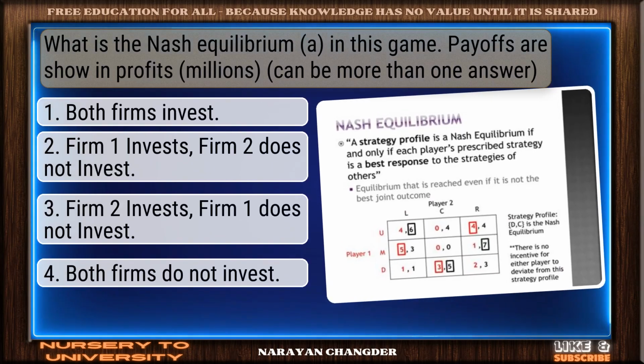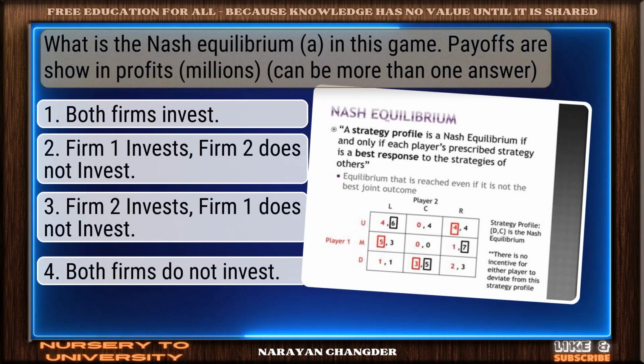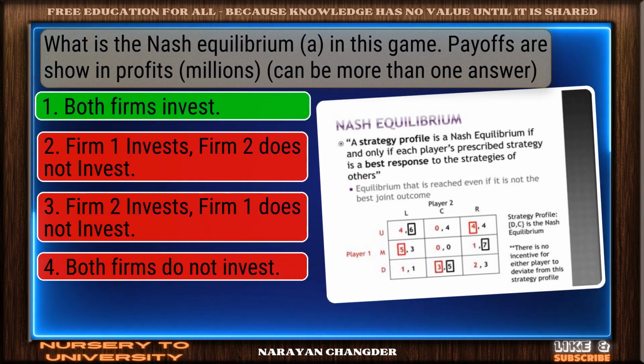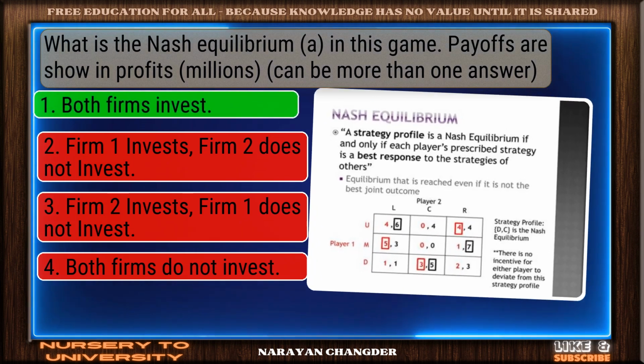What is the Nash equilibrium in this game? Payoffs are shown profits. Correct, both firms invest is the right answer.